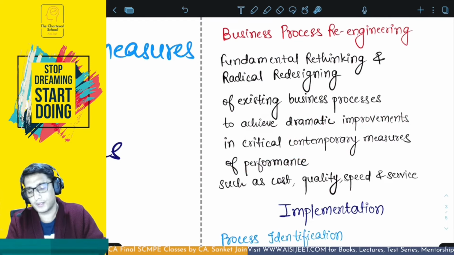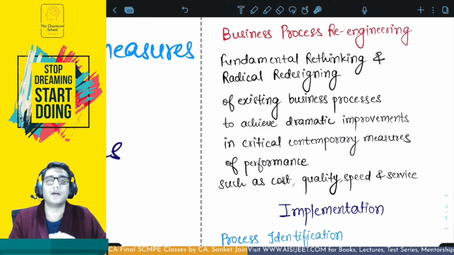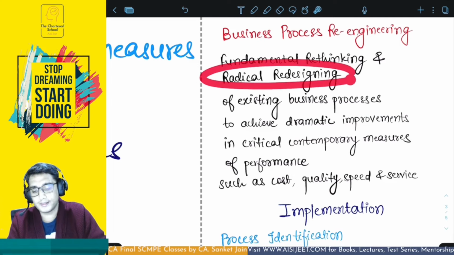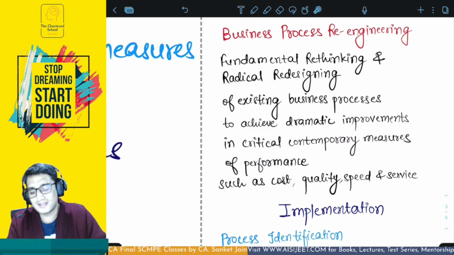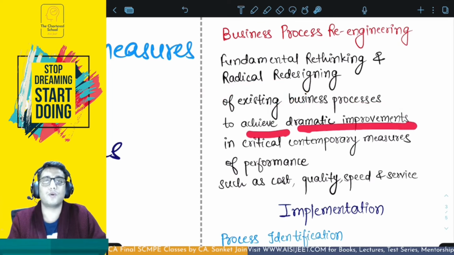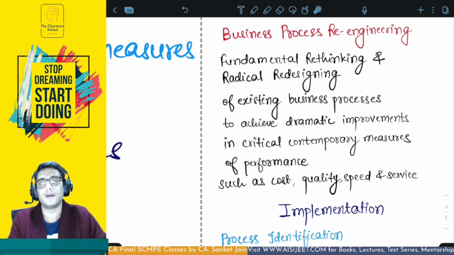What is it? This fundamental rethinking, basically rethinking your exact fundamentals. Why did you start and exactly why this way? And then radical redesigning on the basis of that of existing business process, it has to be existing, so that you can achieve dramatic improvement. Small improvements are not welcome in BPR. If you are implementing BPR, you need to achieve dramatic improvement.